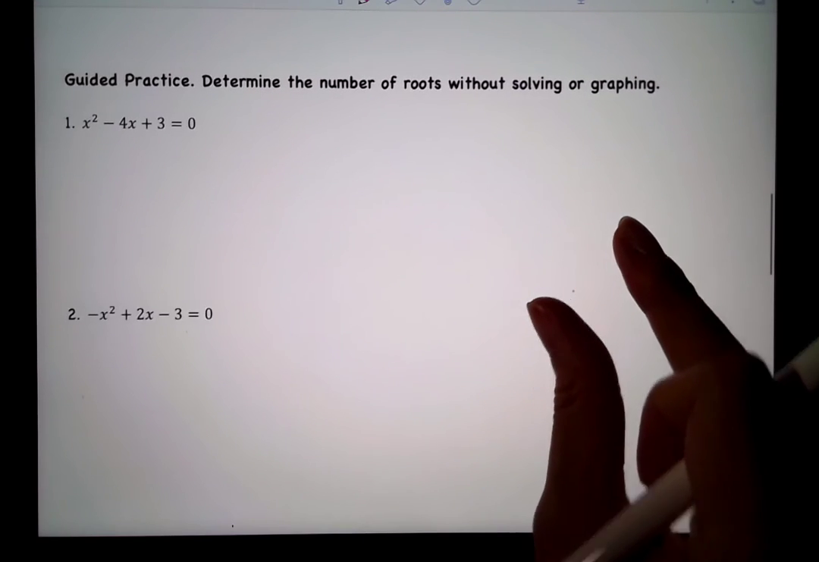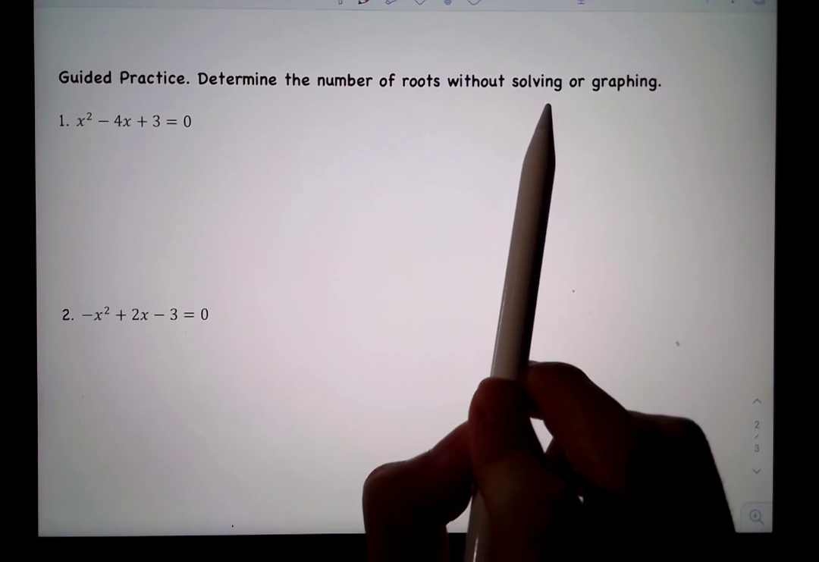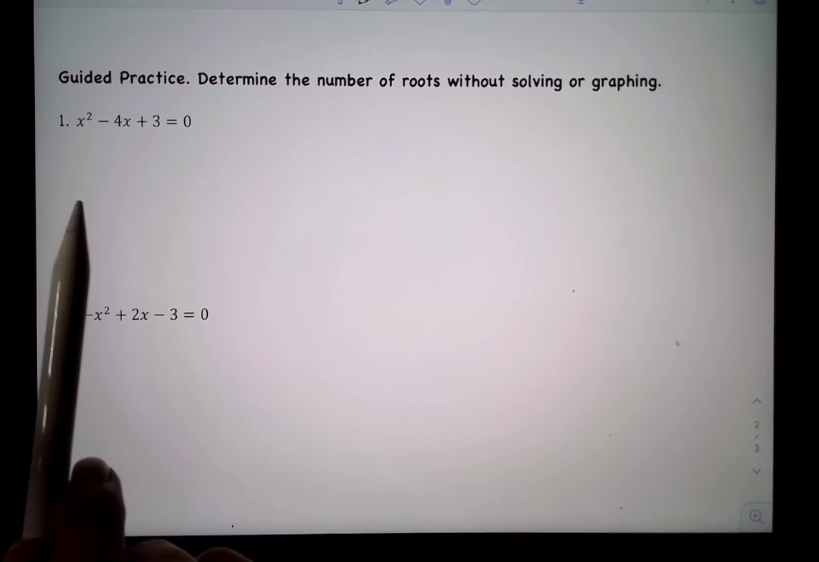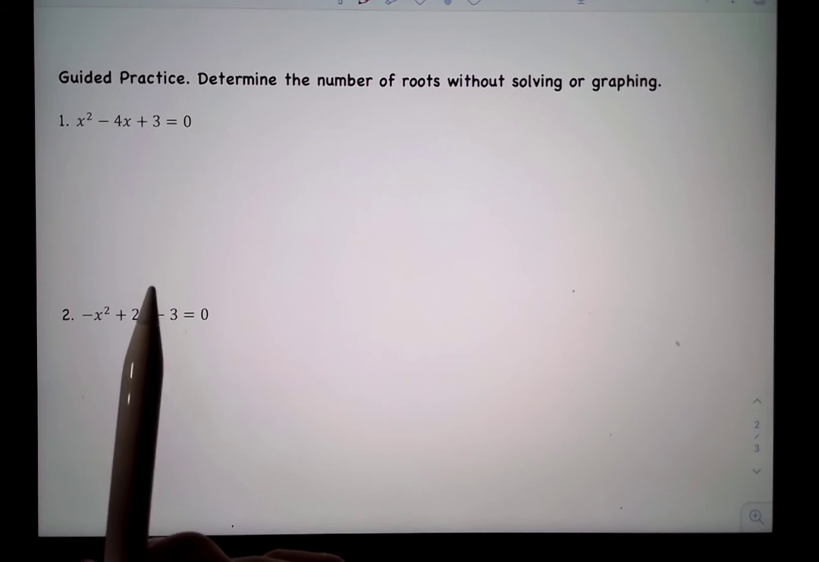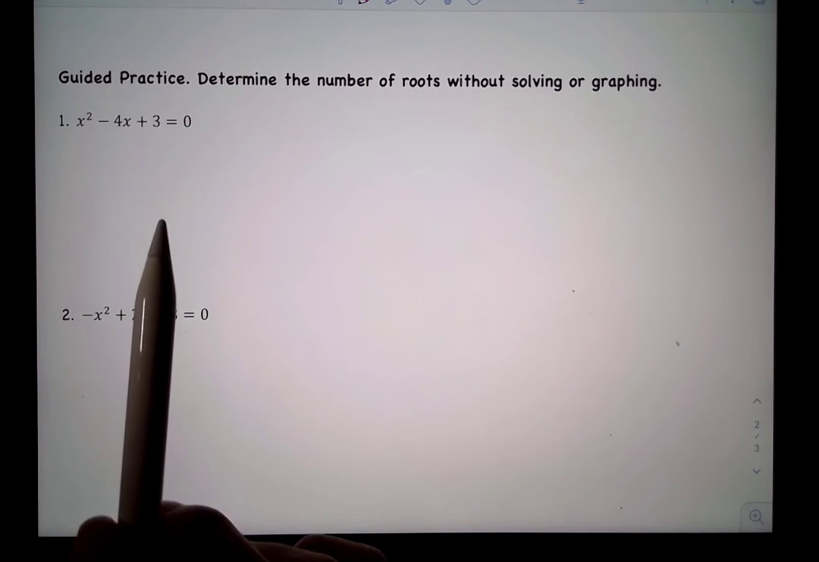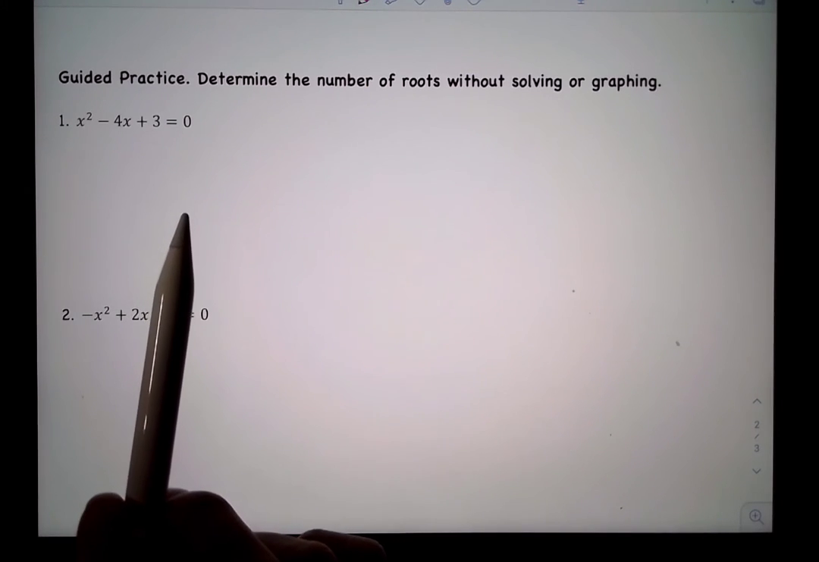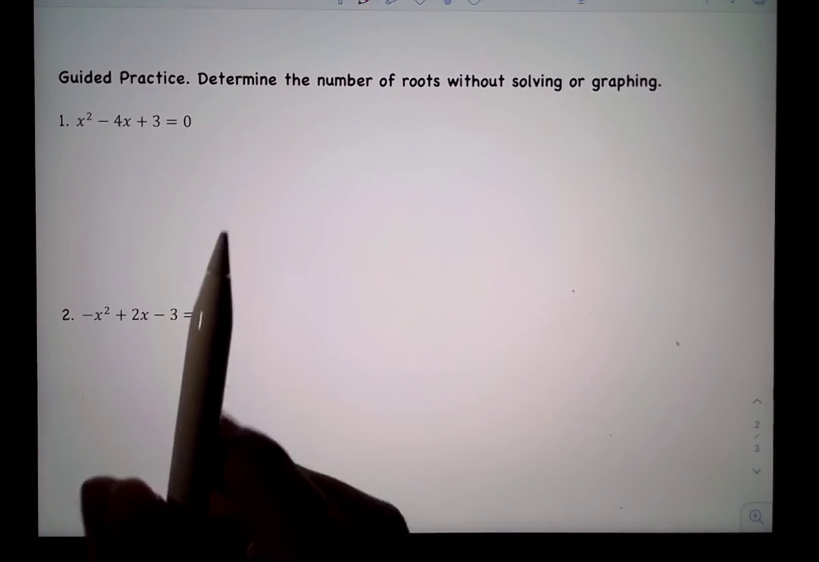Look at the question. Determine the number of roots without solving or graphing. So they didn't ask you to find the solution. They didn't ask you how many x-intercepts, or to graph the function. They just ask you how many solutions there are. Then we are just using the discriminant because that's short and easy, right?